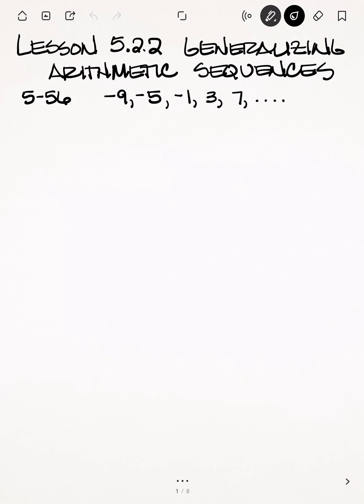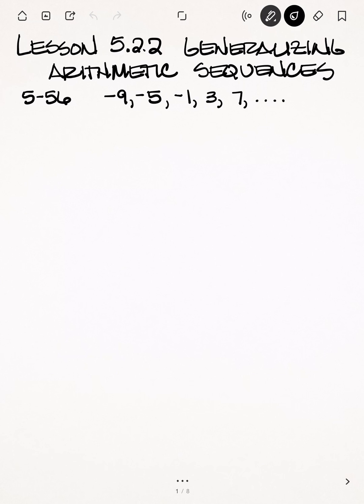Today we're going to talk about Lesson 522, Generalizing Arithmetic Sequences. In Lesson 521, you learned to identify arithmetic and geometric sequences. Arithmetic were the ones where if you added a number each time you got the next term, or subtracted the number each time you got the next term. And geometric sequences were the ones where you multiplied or divided by the same number every time to get the next term. Today we are going to solve problems involving arithmetic sequences.